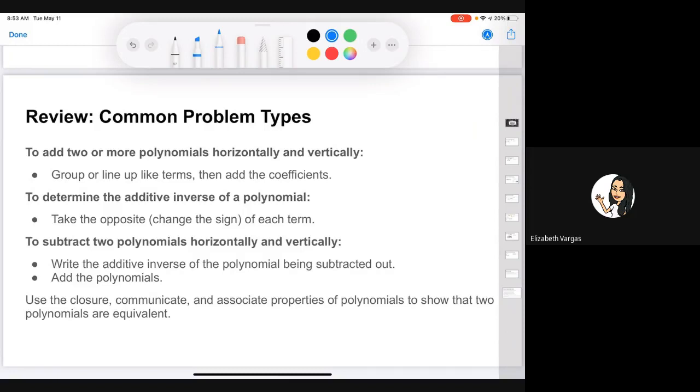Okay, questions? Questions? Tomorrow, whenever we go over practice problems, basically we're just going to go over how to add or subtract polynomials from each other. Okay. All right, so we'll go through that tomorrow.